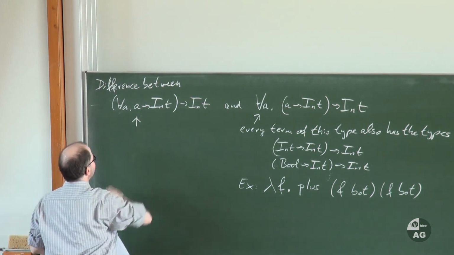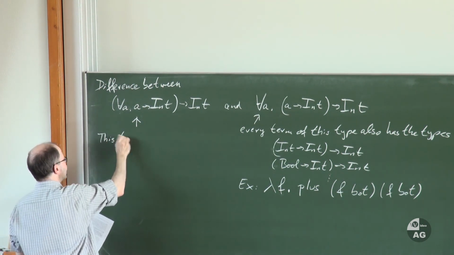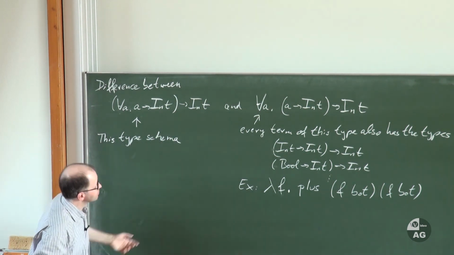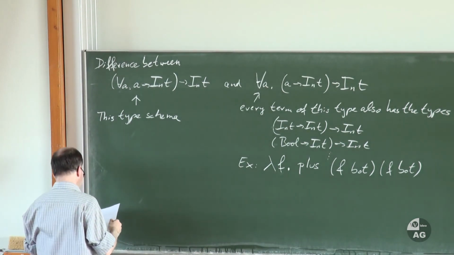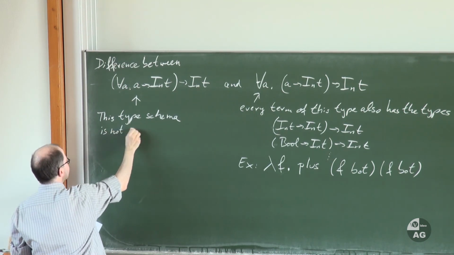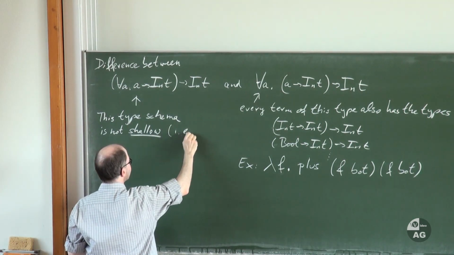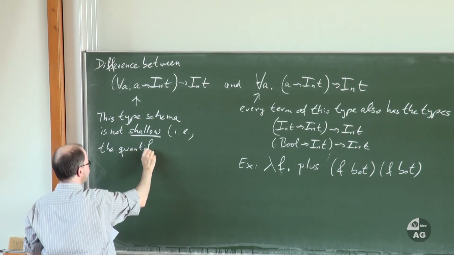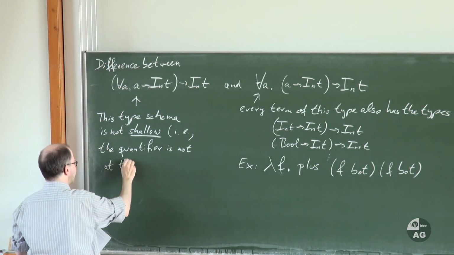And these type schemata are called not shallow. So this type schema is not shallow. And shallow means that quantifiers may only be on the very outside and nowhere else. So this type schema is not shallow, flach in German. And that means the quantifier is not at the outside.